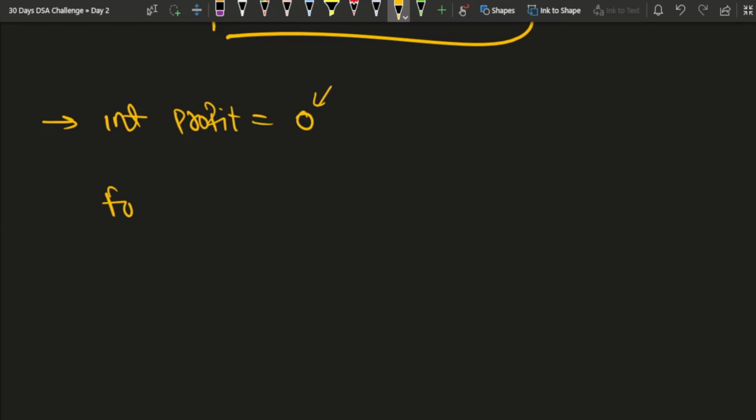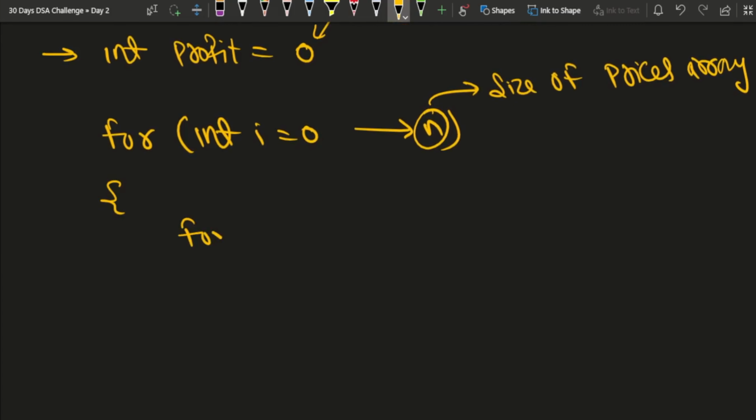Then I will run a loop, i is equal to 0 up to n. Now what is this n? This n is the size of the prices array. Then we will run another loop, int j is equal to i plus 1 up to n, correct? Up to n.